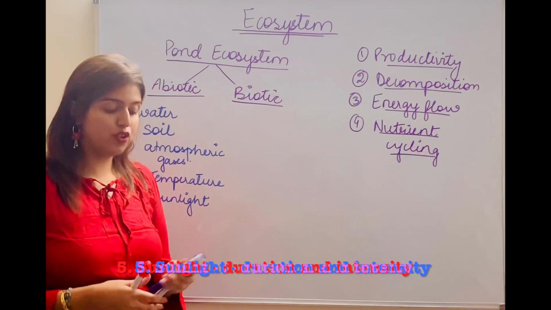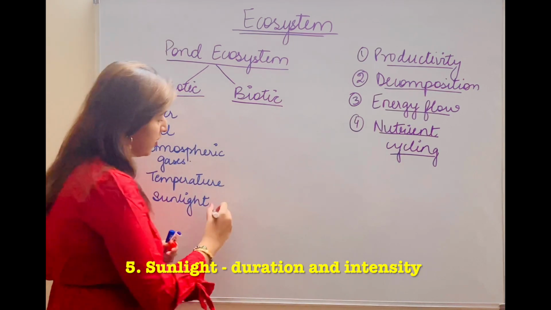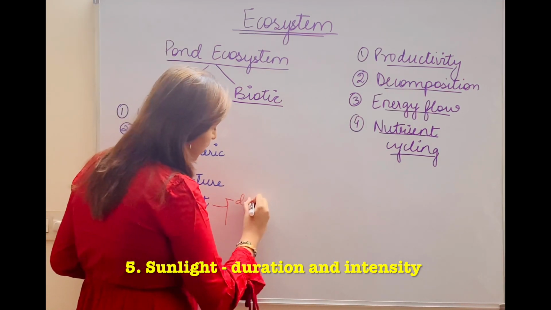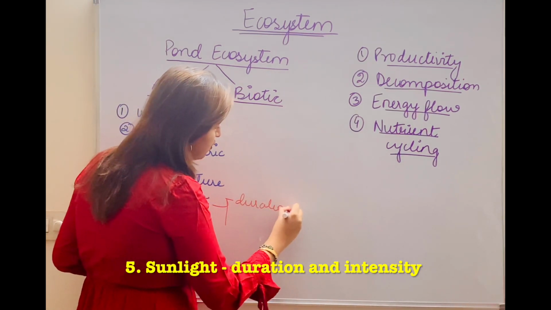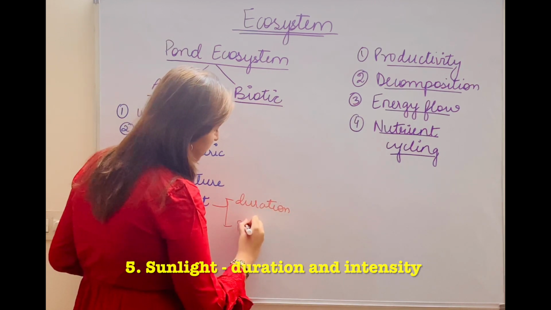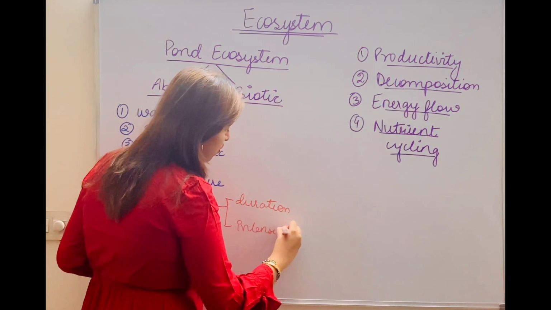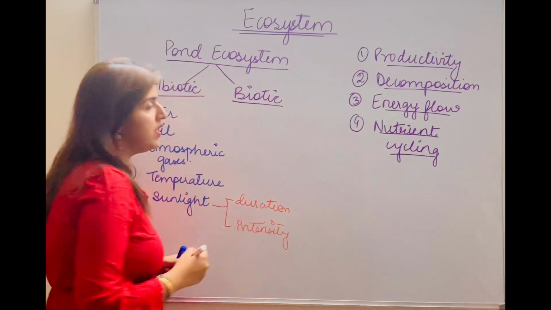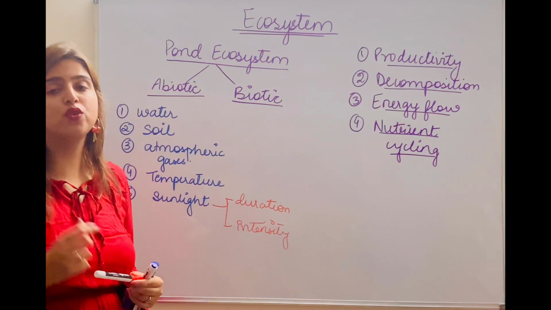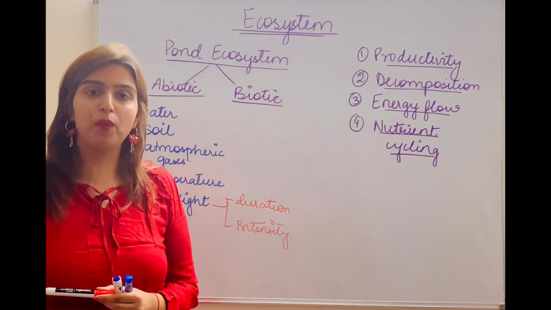Sunlight. I have already told you, sunlight समझते वक्त there are two important words: the duration of sunlight and also sunlight कितनी तेज है, the intensity of sunlight is also important. All these factors contribute to the abiotic factors of the pond.